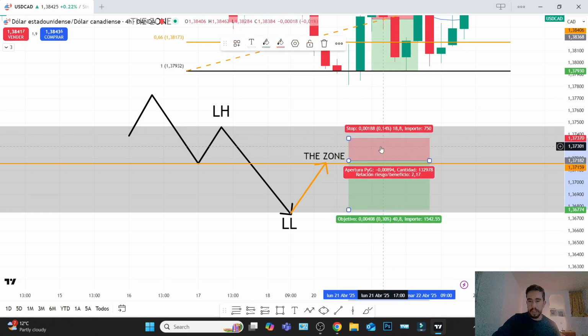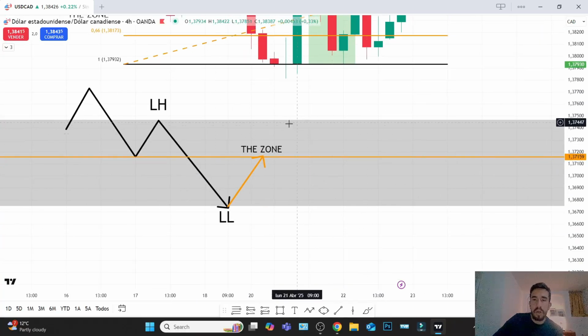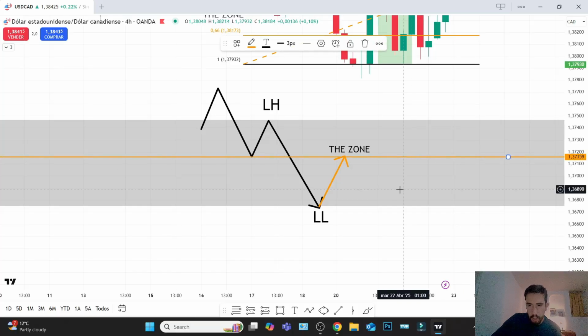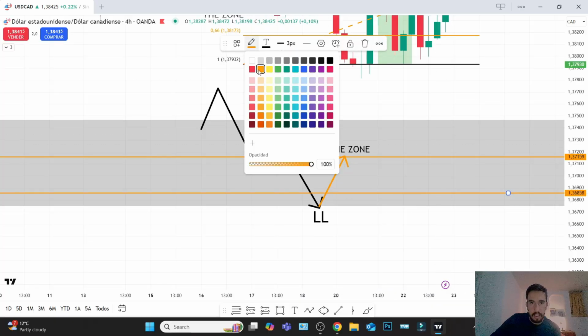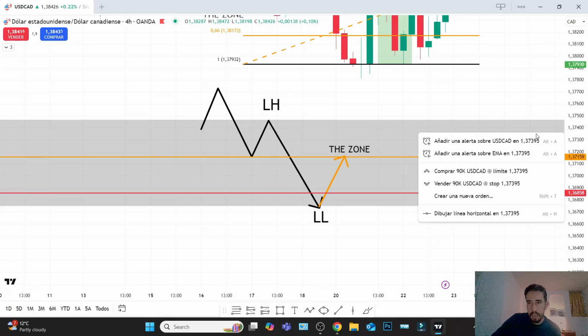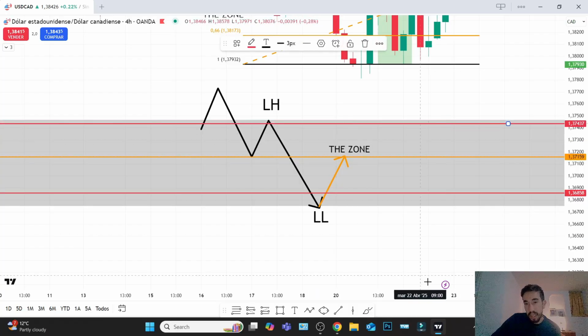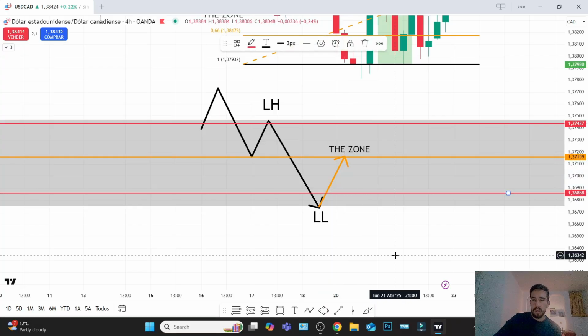But my point is, if I'm selling because the market is bearish, I'm not gonna sell in any other area but the zone. I'm not gonna sell here, I'm not gonna sell here, I'm not gonna sell here, well, maybe here depending on the comeback. But my point is, I have to wait until the price reaches the zone.